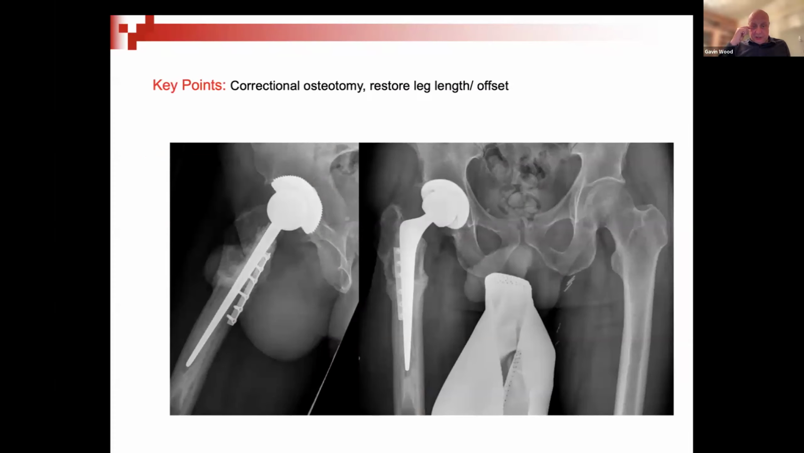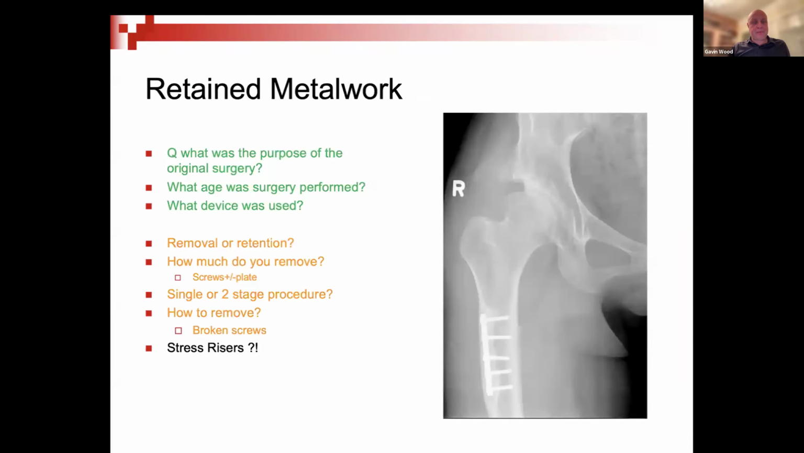And on this occasion, a correctional osteotomy was performed to realign the proximal femur to allow a stem to go down, and then the cup was put into position. Here, a derotation osteotomy was also done, as well as shortening, similar to the DDH case, and that was held by a 1/3 tubular plate. So retained metalwork, as was shown in a previous case.